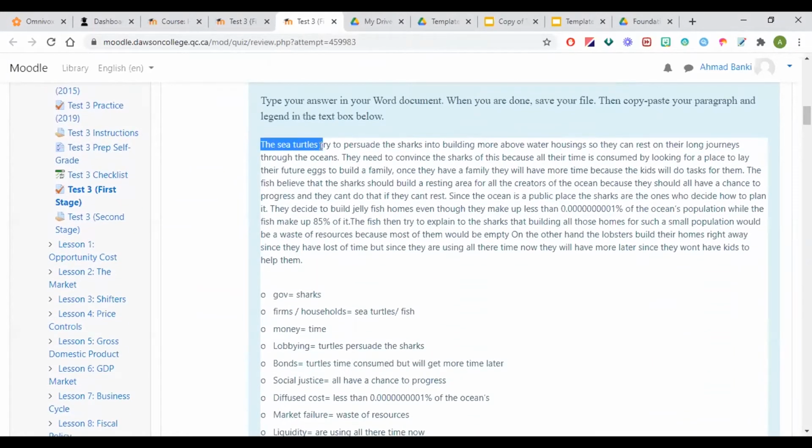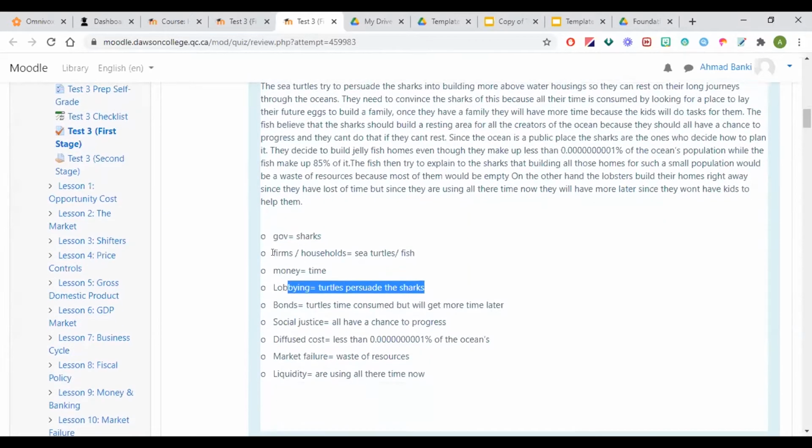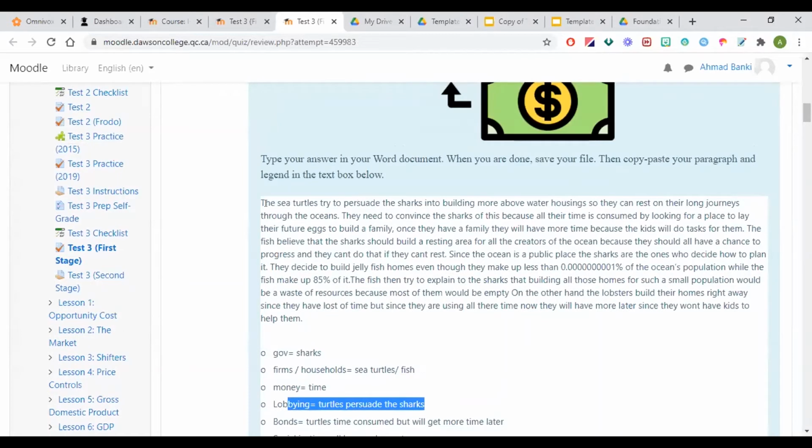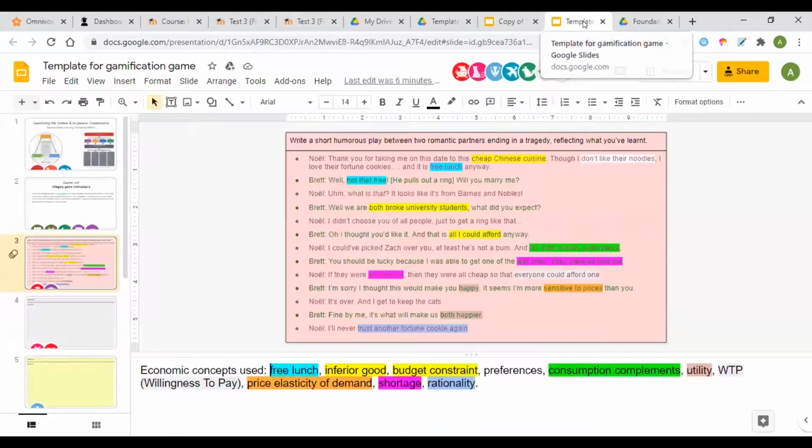So for instance, the sea turtles try to persuade the shark into building more above water housing. And then they have a legend at the bottom. So here the sharks would be the government and so forth. Money is time and lobbying is the turtles pursuing the shark. So in the legend, they would use economic terms, but in the story, it's just an allegory. So that's kind of like what you're being asked to do in this activity.